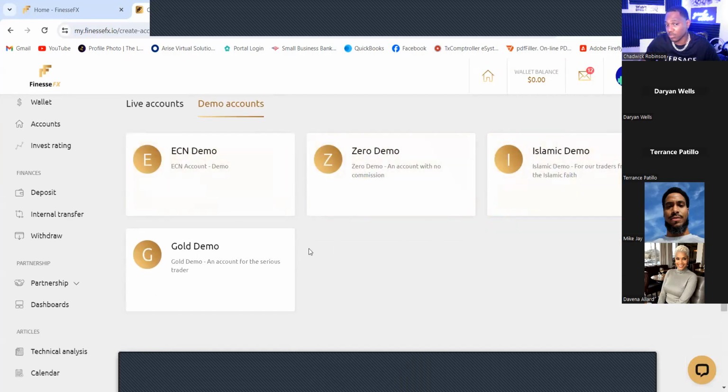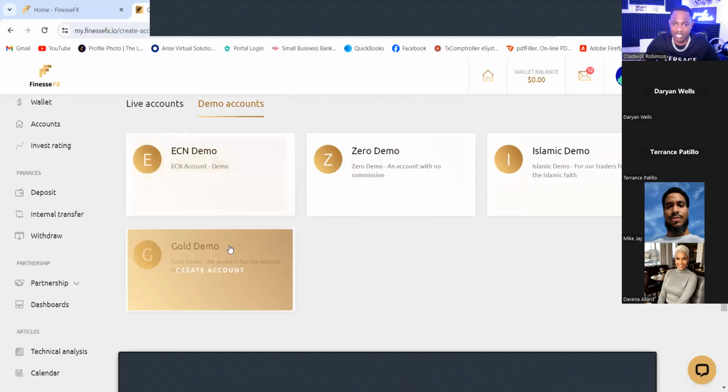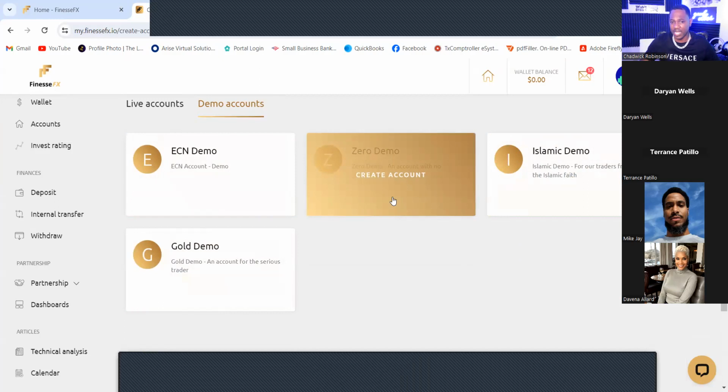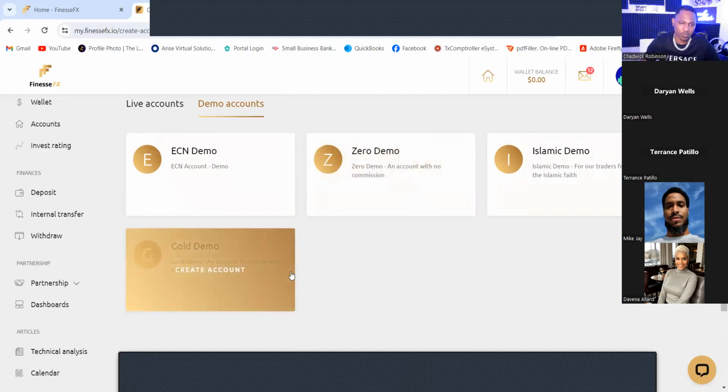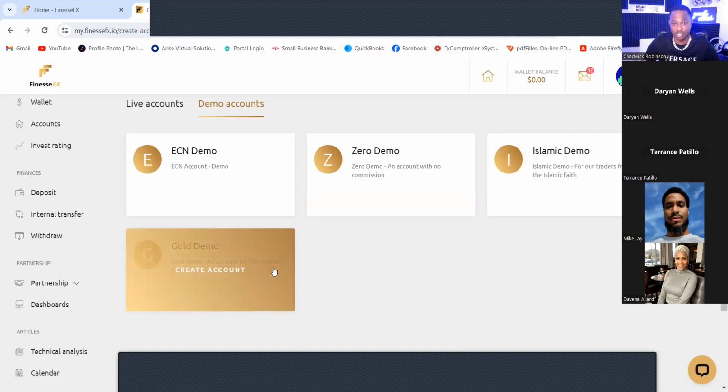I personally recommend the gold demo. I've done ECNs, I've done gold demos, to get a feel of what style I would like to actually go with. With the gold demo, you'll get smaller spreads, but they'll take commissions, right? So I started off on the gold one because it said this was for advanced serious traders. This is where I started.